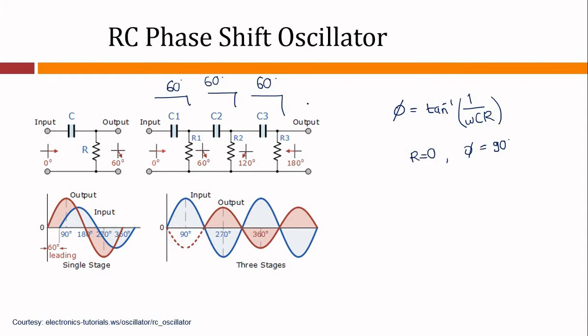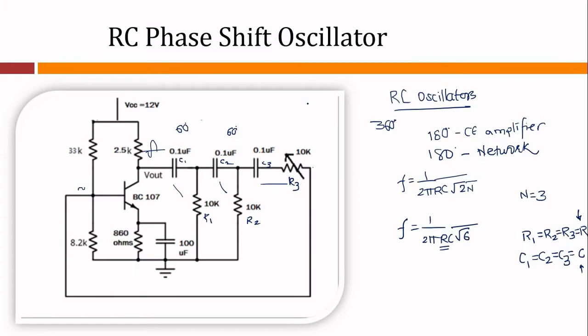Clear? So in the case of the RC oscillator circuit, the input is phase shifted by 180 degrees. You can check here, through the feedback through the amplifier, and another 180 degree phase shift is provided by the RC network. So a total phase shift of 360 is possible.